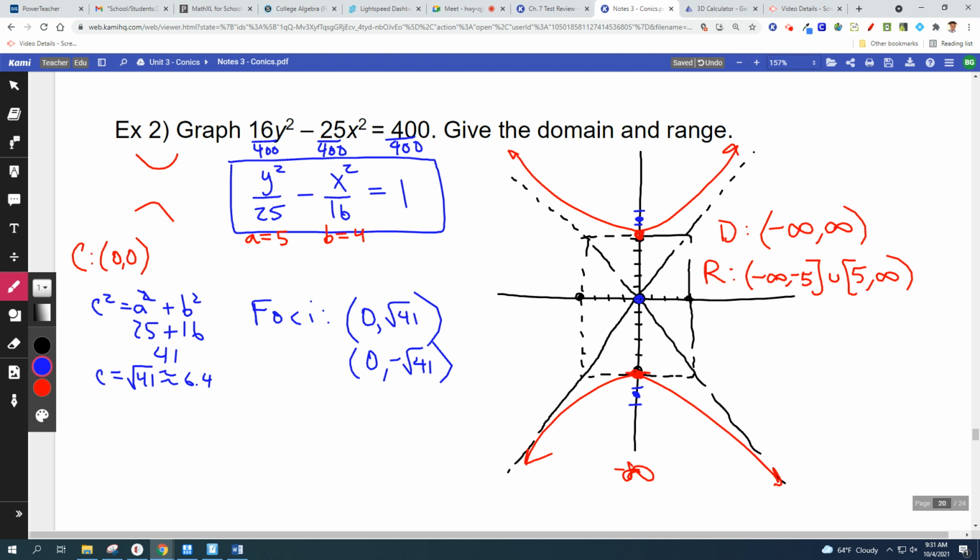Your asymptotes, all you have to do is think about, I went up 5 and over 4. So your asymptotes, y equals 5/4 x, and y equals negative 5/4 x. Sometimes they'll ask you for the equations of the asymptotes. I don't really care about them, but sometimes they'll ask.